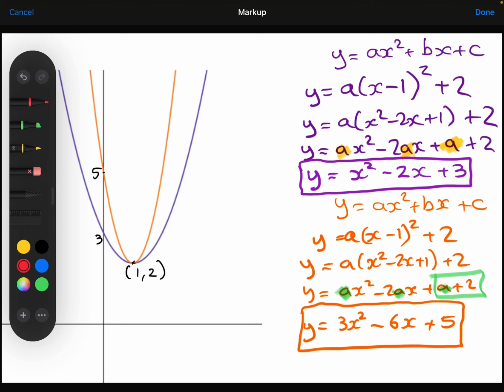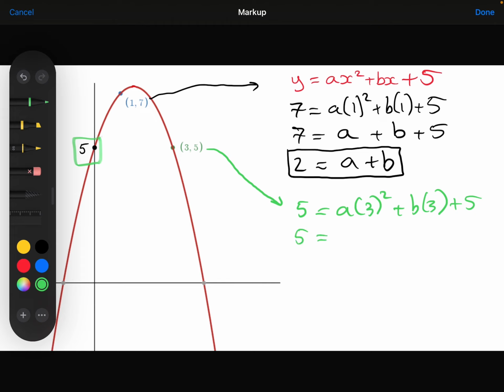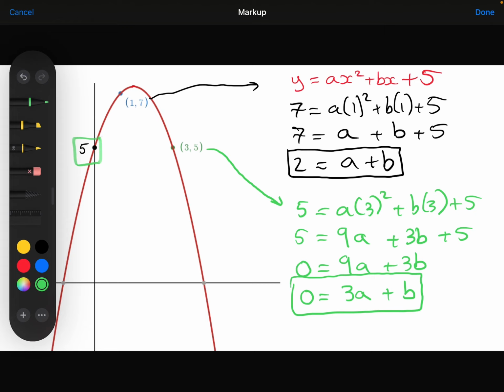Luckily, we do have some more information though. I also know that y is 5 when x is 3. So just like I did a moment ago, I'm going to do that same process. The y is 5 when the x coordinate is 3. Three squared is 9, so 9 times a plus 3b plus the 5. I'm going to subtract 5 from both sides, which will give me 0 equals 9a plus 3b. And dividing through by 3, just to make the numbers a bit easier. 0 divided by 3 is 0, 9a divided by 3 is 3a, and 3b divided by 3 is b. And again, there's not a huge amount more I can do at that stage. But notice now, I do have simultaneous equations that I can solve to work out what a and b are.